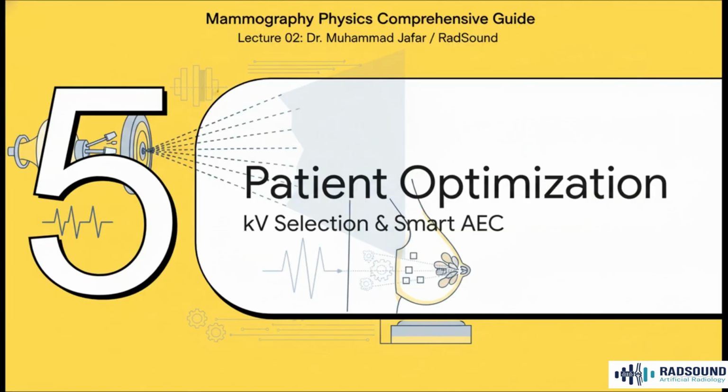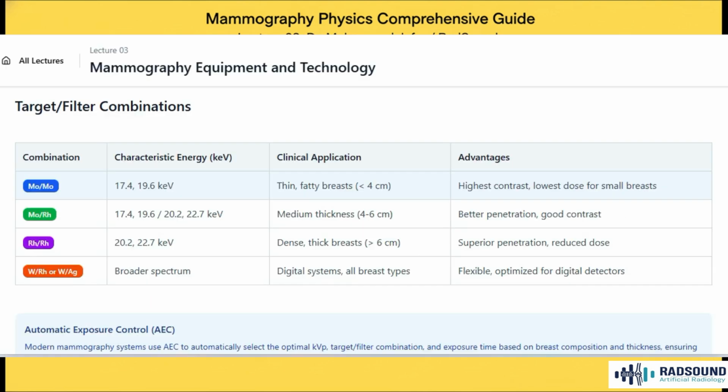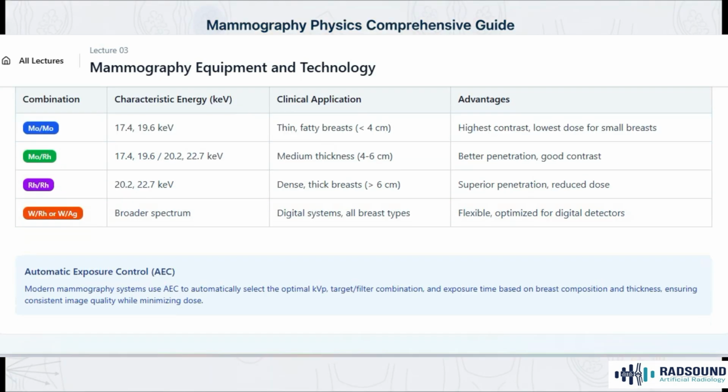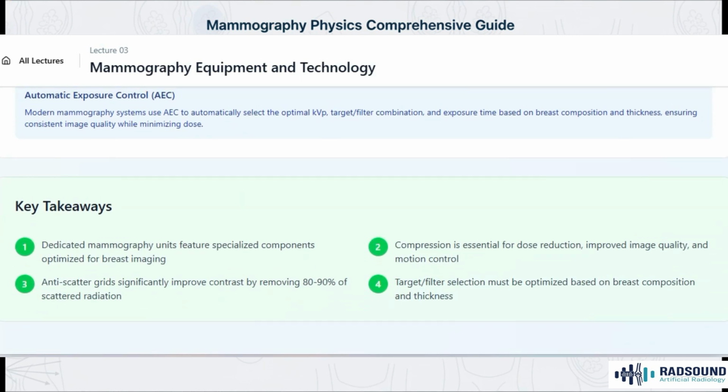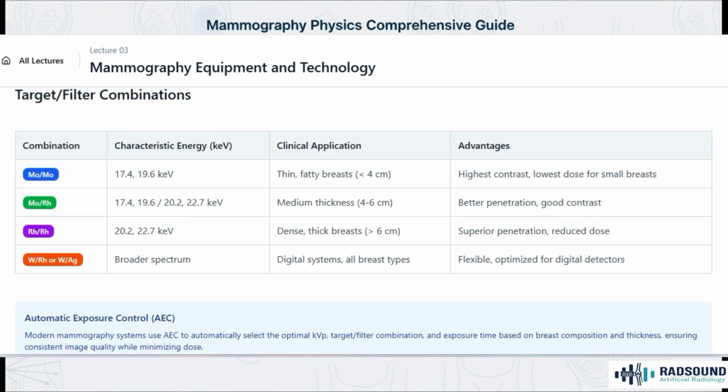Okay, so we've picked our target and our filter. The final step now is to fine-tune that beam for the patient who's actually on the table. This is all about selecting the right tube voltage, or kV, and using some very clever automation. As you can see here, it's pretty intuitive. The thicker and denser the breast, the higher the kV we need to get enough photons through to the detector.